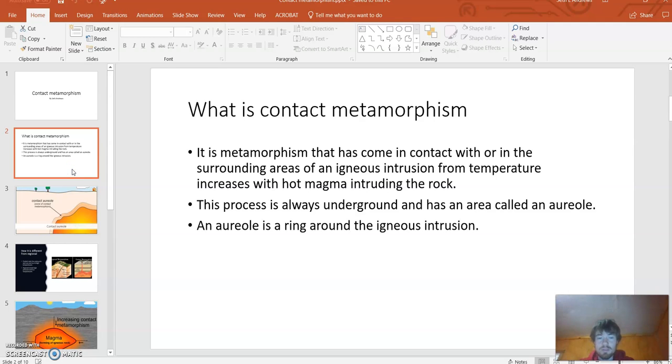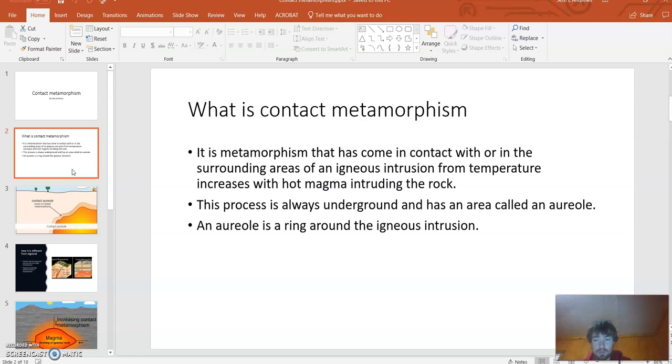What is contact metamorphism? Contact metamorphism is metamorphism that has come into contact with, or in the surrounding areas of, an intrusion from temperature increases with hot magma intruding through the rock. This process is always performed underground.